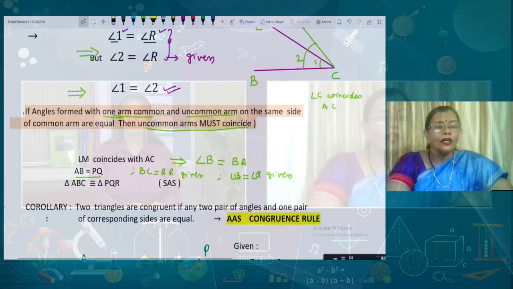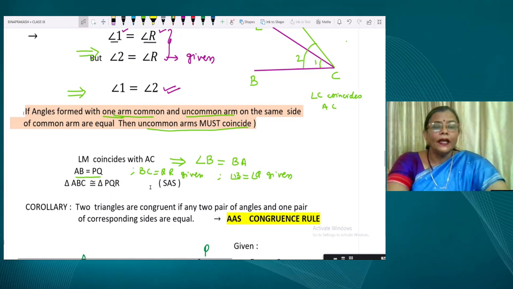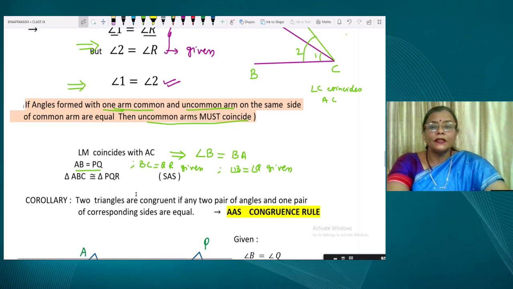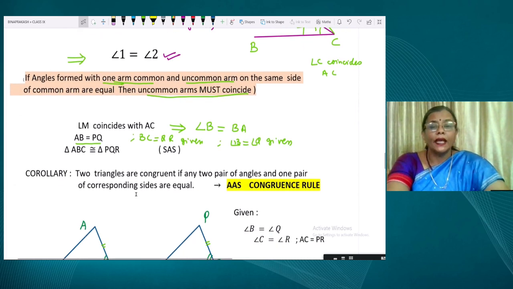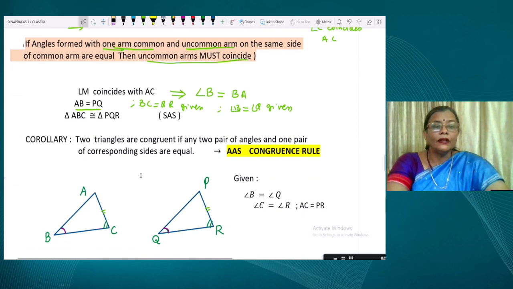Okay. See, we have a corollary. What is this corollary? It's the result that we can take from the above theorem. The above theorem says that you have the congruence of triangles with ASA. Now, what is this corollary? It says that two triangles are still congruent if any two pairs of angles, not necessarily two particular pairs, it has to be any two pairs, and one pair of corresponding sides are equal.